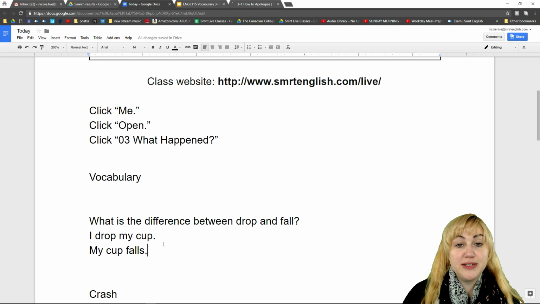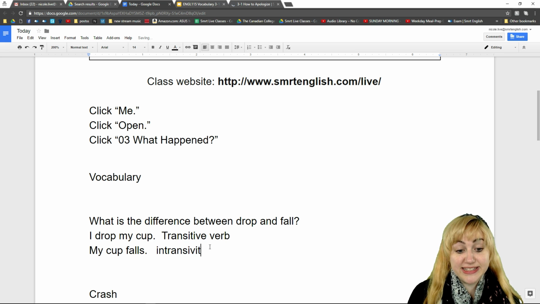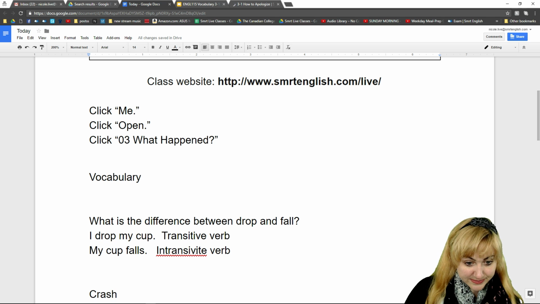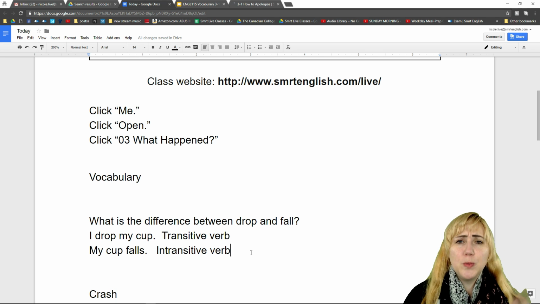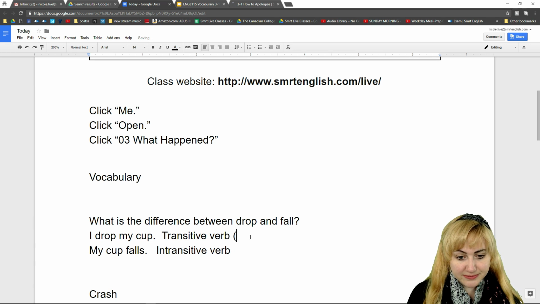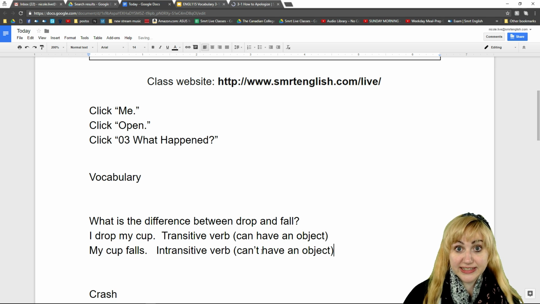The difference here between drop and fall is that drop is a transitive verb and fall is an intransitive verb. Oops, I typed that too fast. Intransitive, there we go. So what is a transitive verb and what is an intransitive verb? A transitive verb can have an object. An intransitive verb can't have an object. You know, a subject, verb, object.